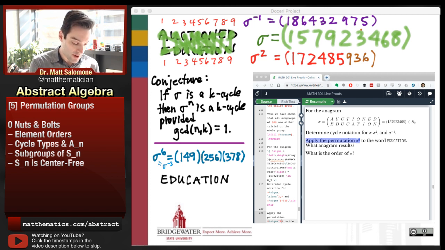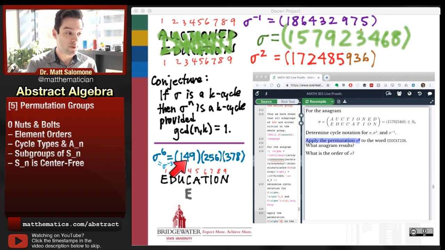So again, I'm going to come through and number my positions: 1, 2, 3, 4, 5, 6, 7, 8, and 9. According to this first cycle, the symbol in position 1 is going to end up in position 4. So my E is going to end up in position number 4, underneath where we used to have a C here. So 1 is going to go to 4.